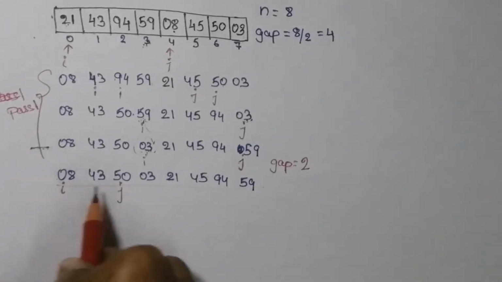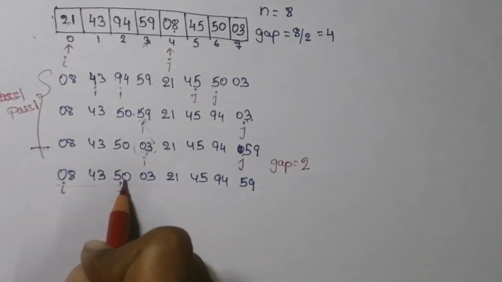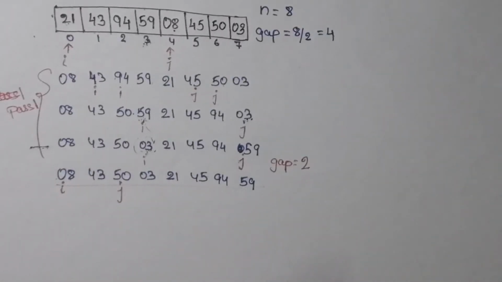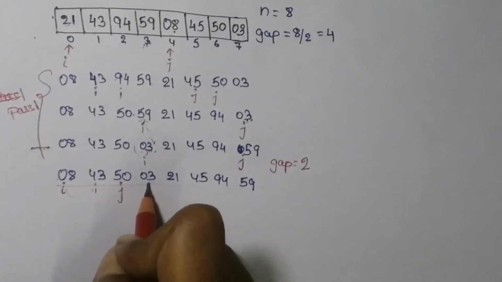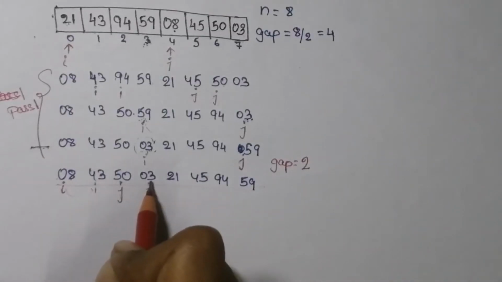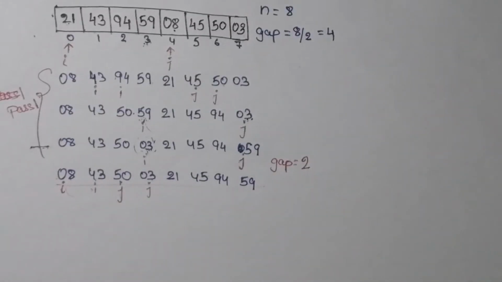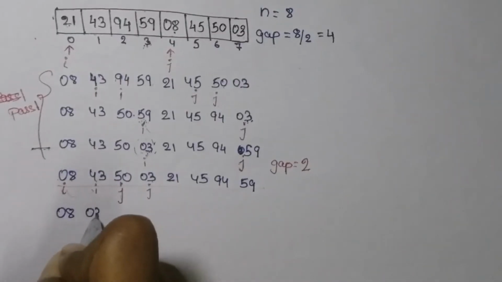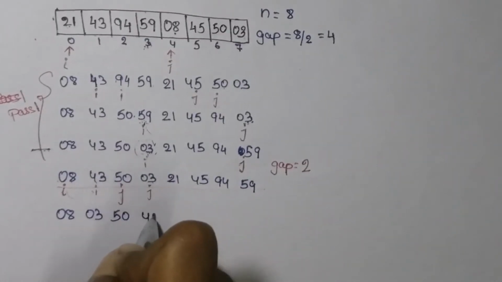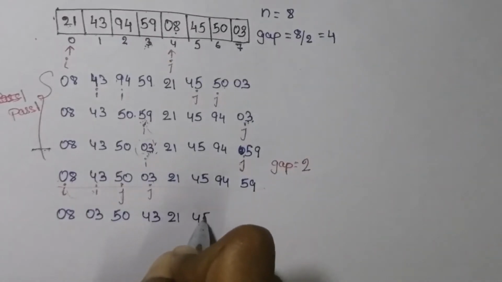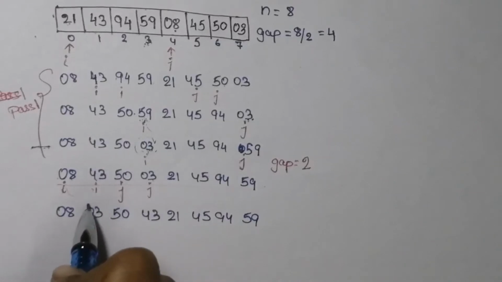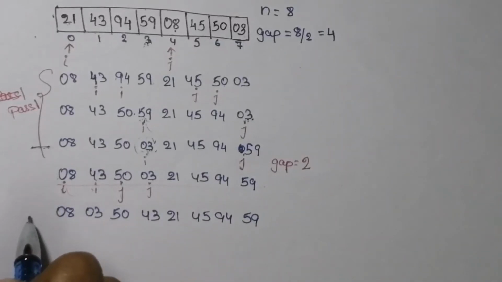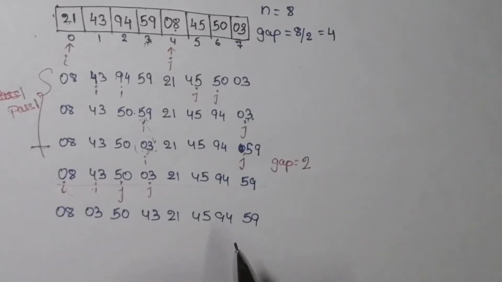Now we will compare ai with aj. Here 8 is smaller than 50, so we don't need to swap the elements. Now i will be incremented to this position and j will be incremented to this position. Now 43 is compared with 3. Is 43 greater than 3? Yes, so we need to swap them. So this will be our array after swapping. And side by side, we also need to compare 3 with the previously gapped element. As there is no previously gapped element present, there is no need of comparison here.